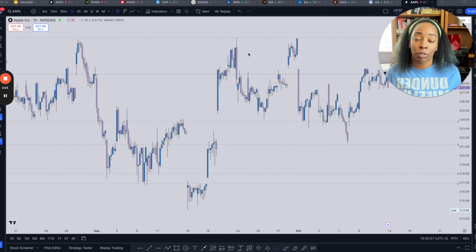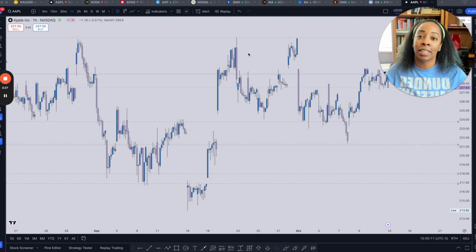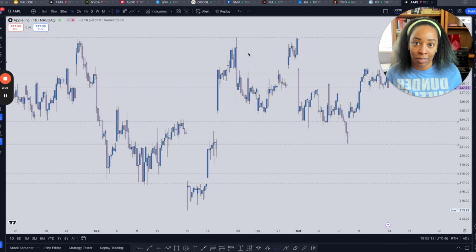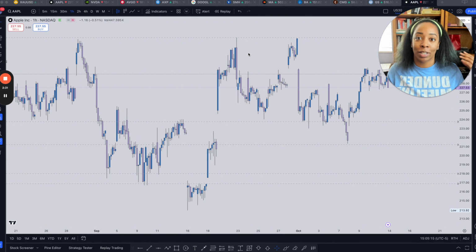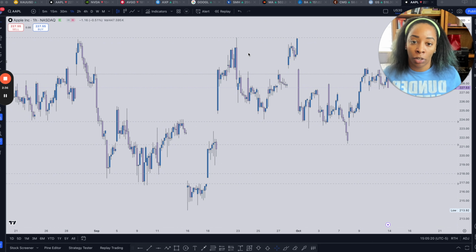Now, sometimes, of course, price will bust through that resistance with a lot of volume. And on the opposite side, when it comes to support, price is going to bust through that support and go even lower with a lot of volume.